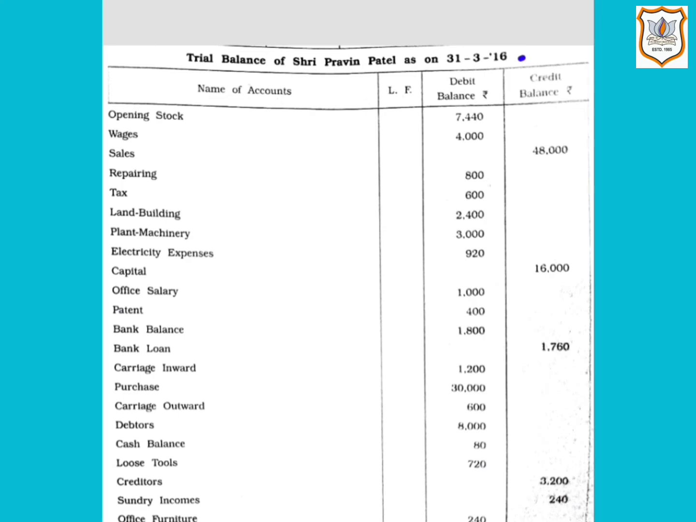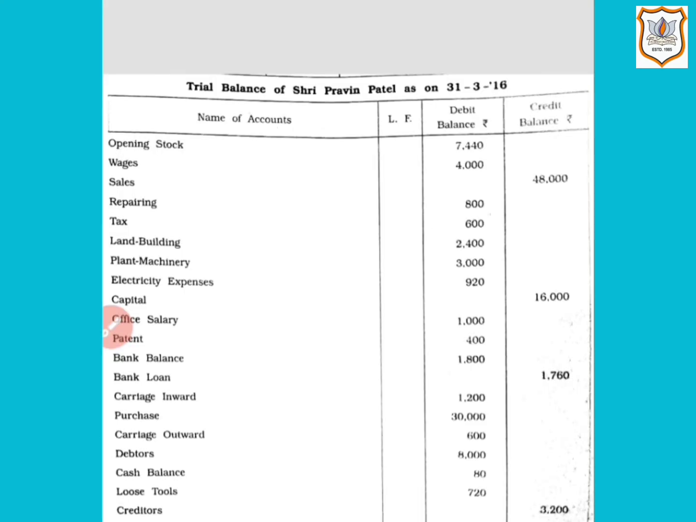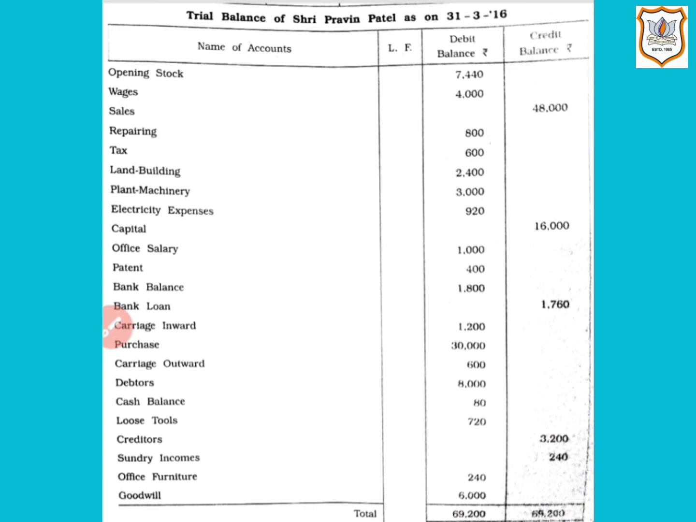Now, let us see in the question. Here, first one is given opening stock. And we know that opening stock has a debit balance. So, it will be shown in the debit column of trial balance. Here it is. Opening stock 7,440. We will record it in the debit column of trial balance.